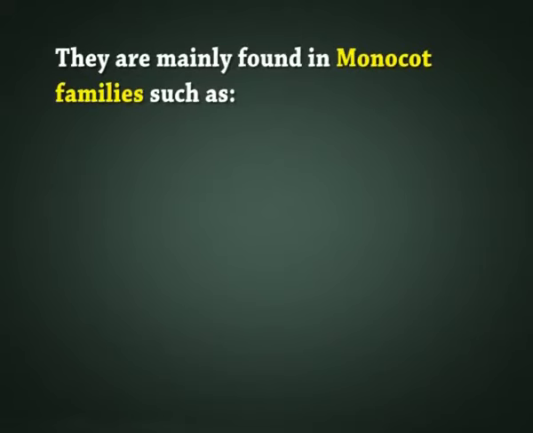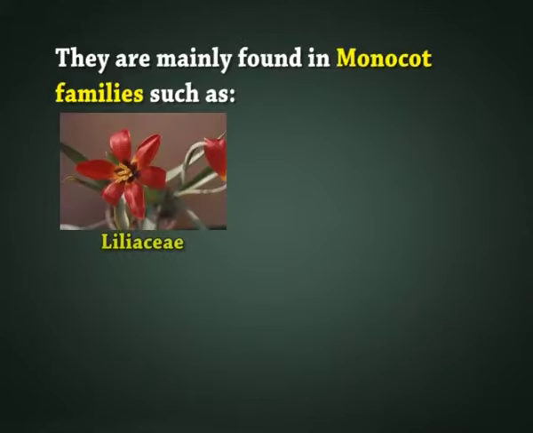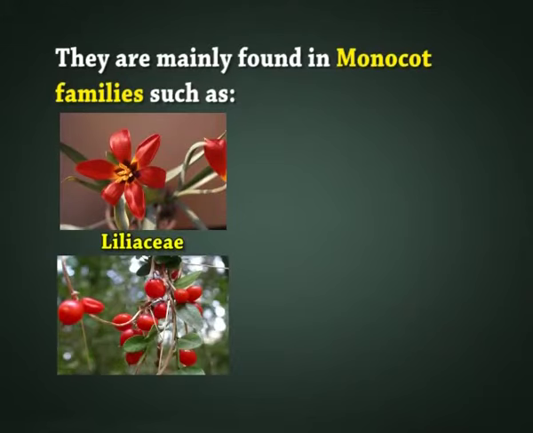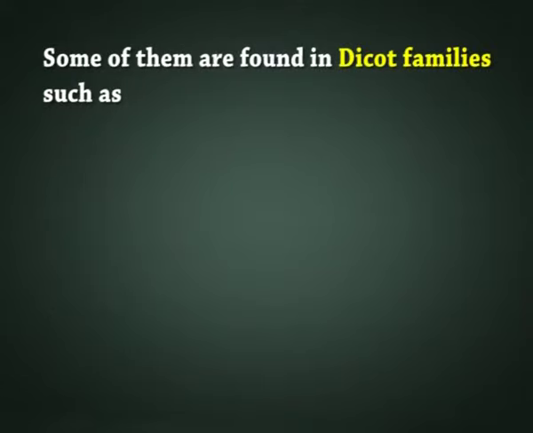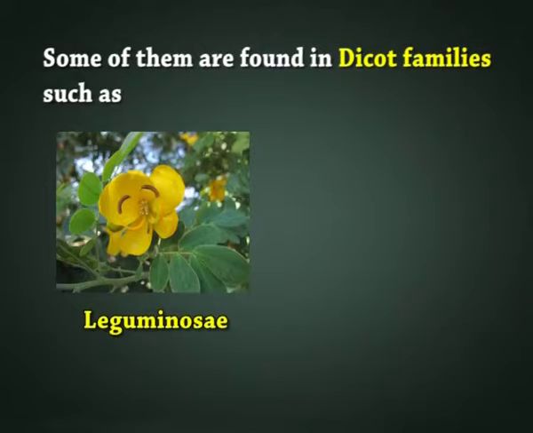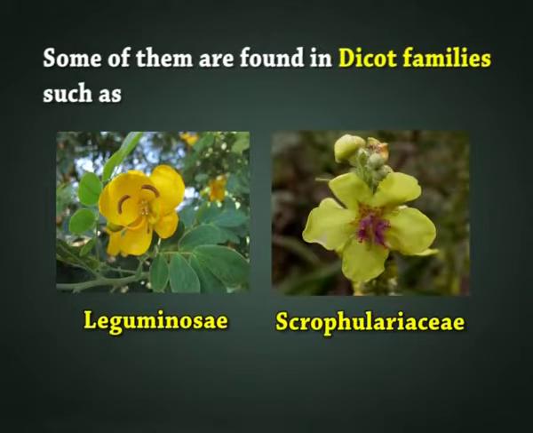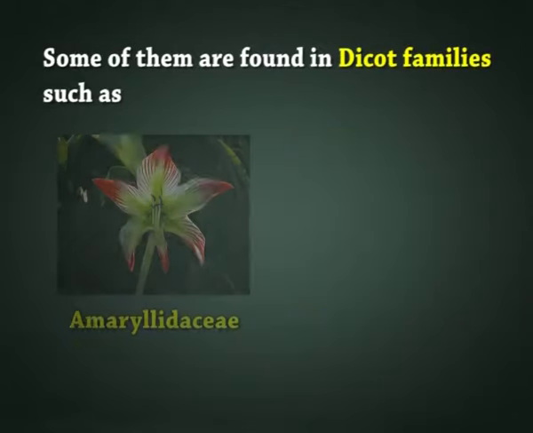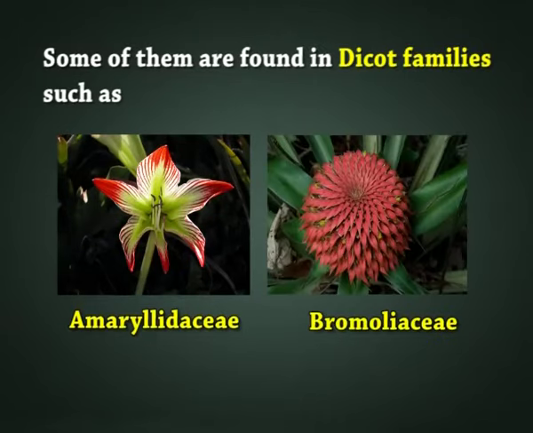Steroidal saponins are less widely distributed in nature than triterpenoidal saponin glycosides. They are mainly found in the monocot families such as Liliaceae, Dioscoreaceae and Agavaceae, while some of them are also found in dicot families such as Leguminosae and Scrophulariaceae. Some of them are also found in Amaryllidaceae or Bromeliaceae. Smilax and Dioscorea are the most common and famous genera containing steroidal saponin glycosides.